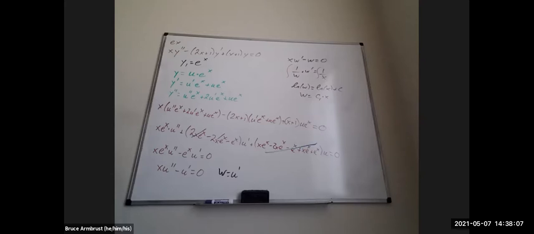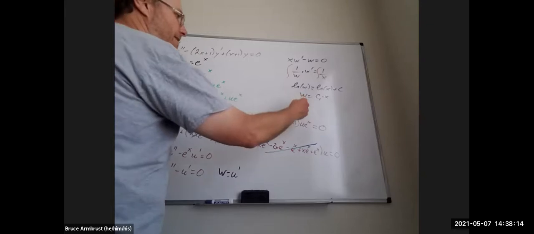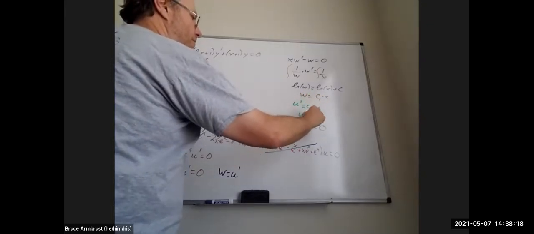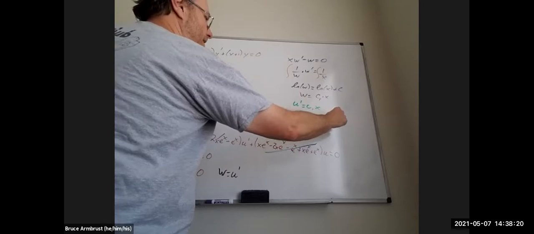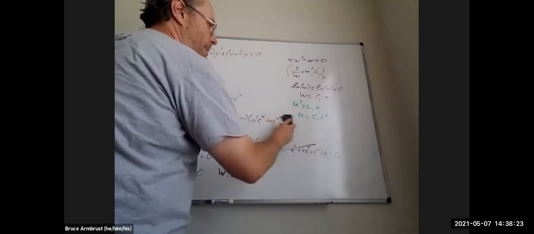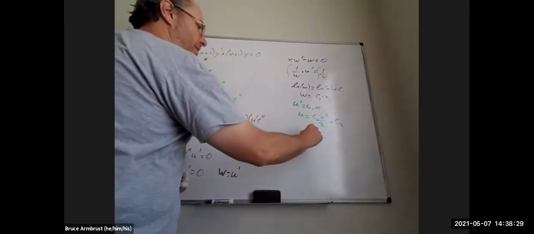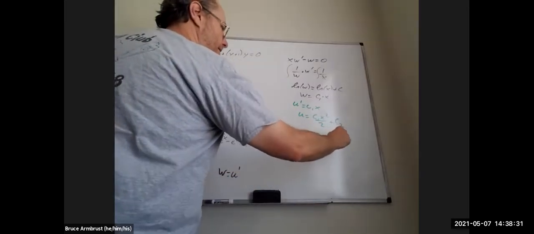All right, so there's w. So now we've got to get u. Well, we know that u prime is equal to this. So u then is going to be c1 times x squared over 2 plus c2. If you guys don't mind, I'm still just going to call that c1. It's a new c1, but it's c1 times x squared.